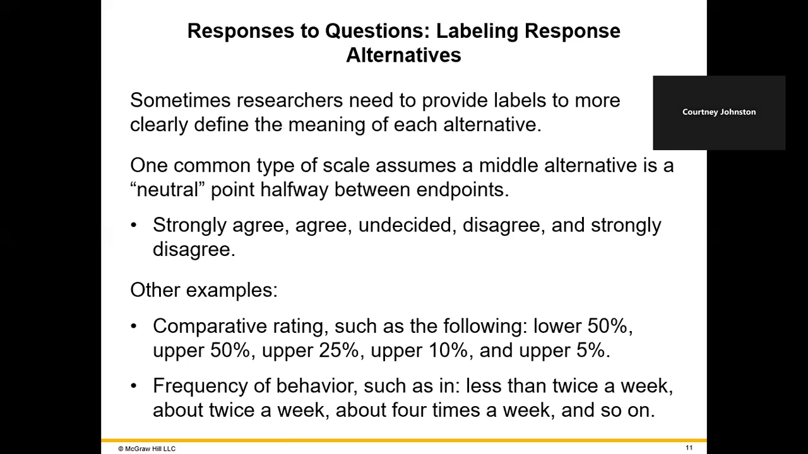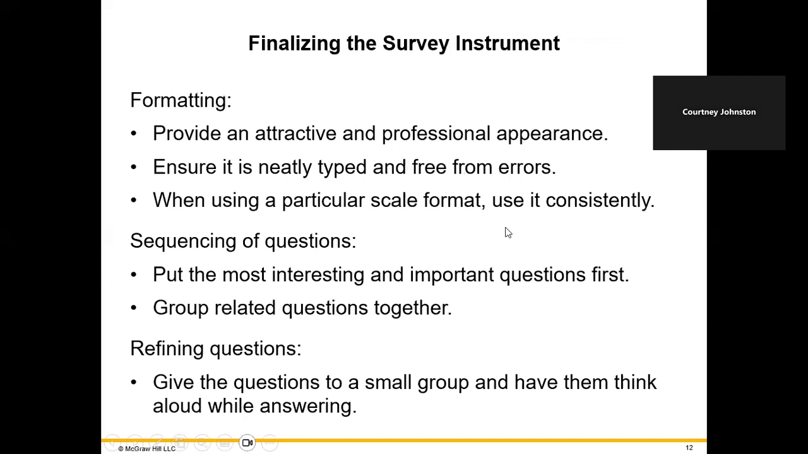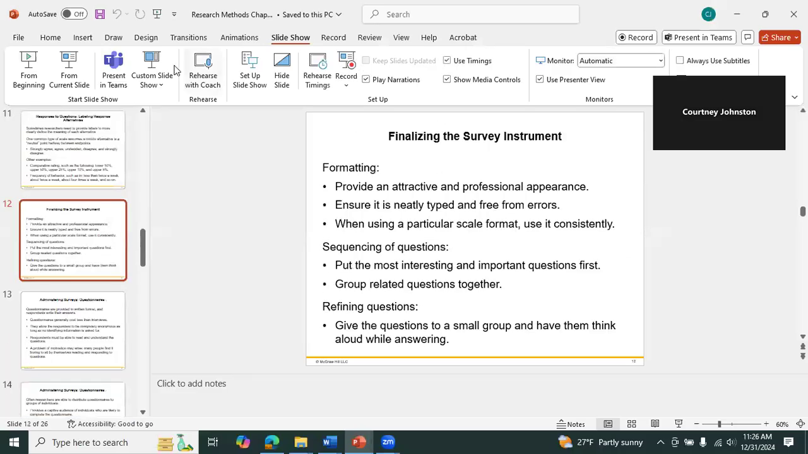And sometimes researchers do need to provide labels to more clearly define the meaning of each alternative. So one common type of scale assumes a middle alternative is a neutral point halfway between the endpoints, kind of like we were talking about, or undecided. They literally do not know or don't have an opinion. Or comparative rating, like lower 50, upper 25, upper 10, upper 5. A frequency of behavior, less than twice a week, about twice a week, about 4 times a week, and so forth. And in your Likert scale, you can have a neutral point or you don't need one. There are pros and cons to having that in a variety of studies.